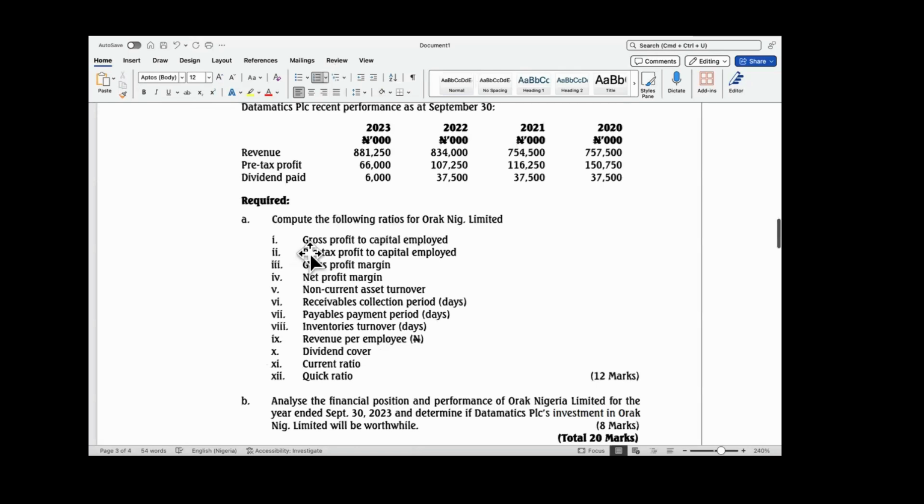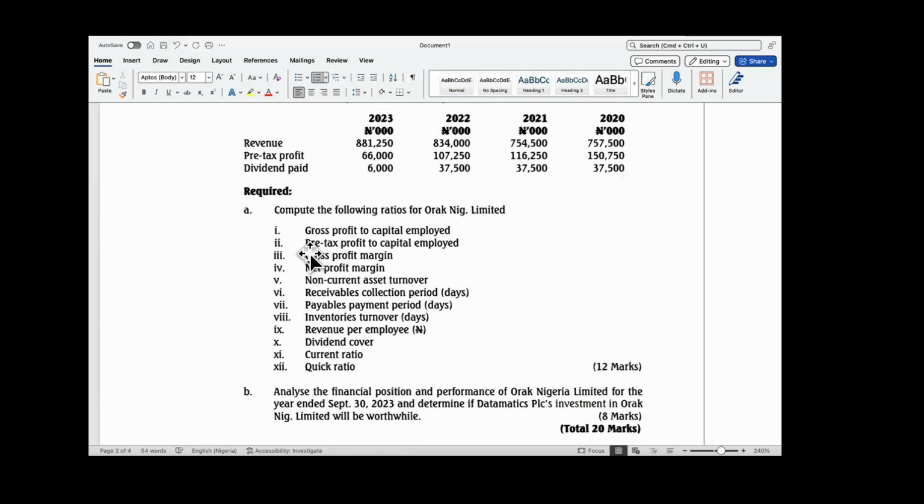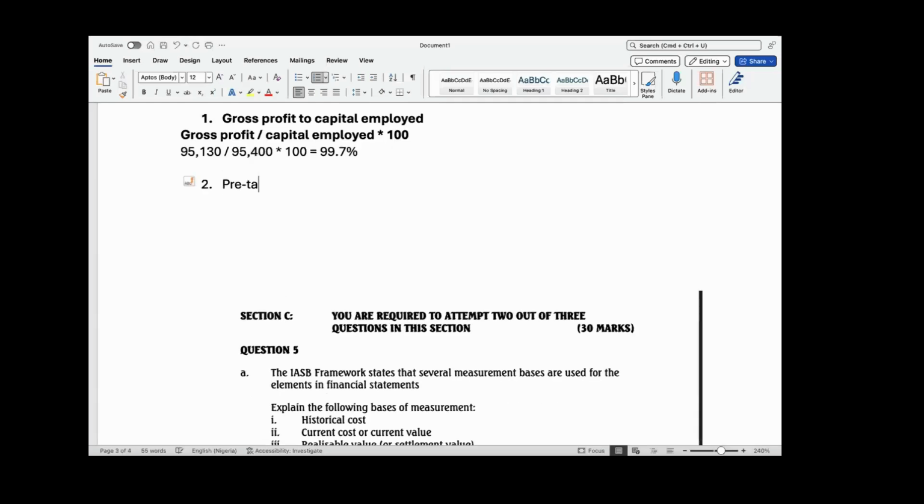The second ratio, it's the same answer, sir. Okay, good. The second ratio is pre-tax profits to capital employed. Now, who can tell me from your understanding of that first formula, what do you think will be the formula for the second one?